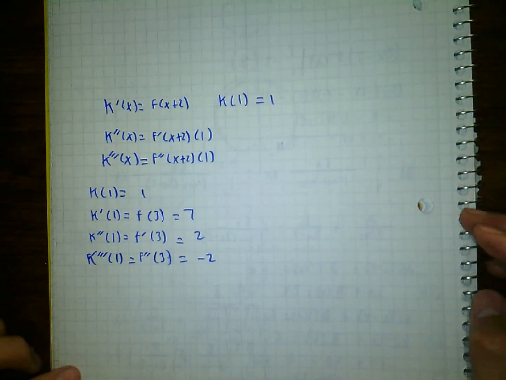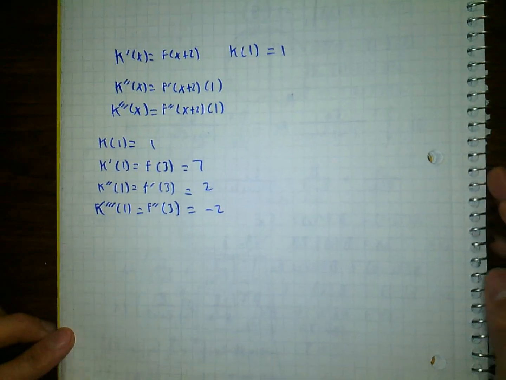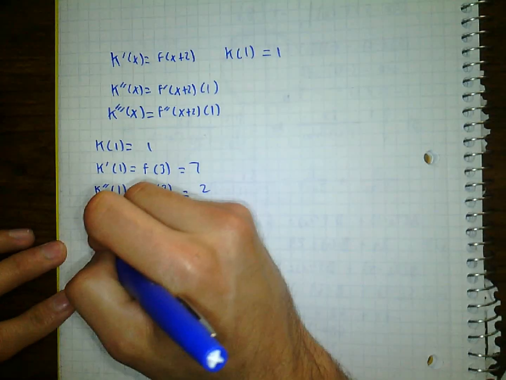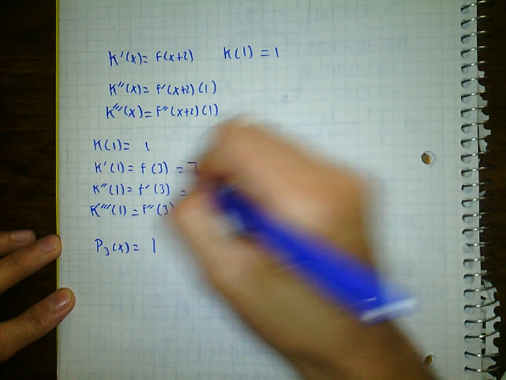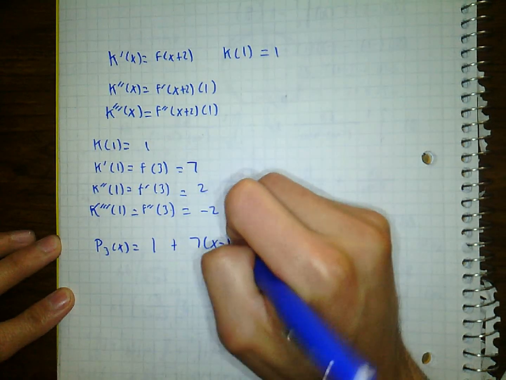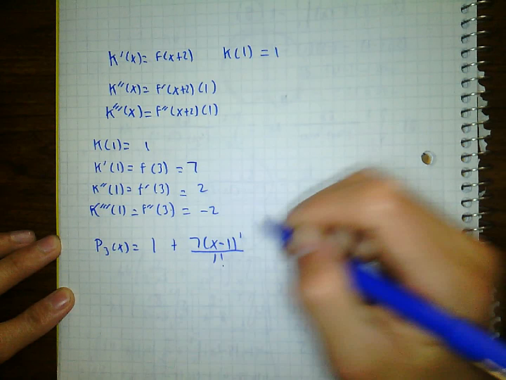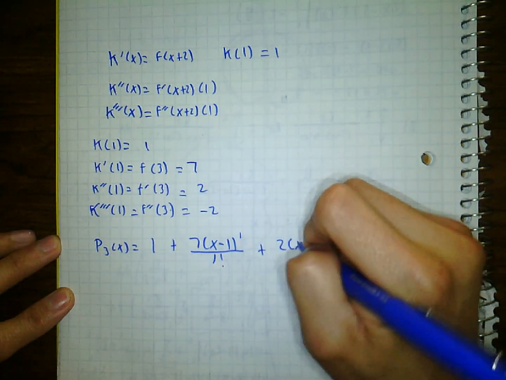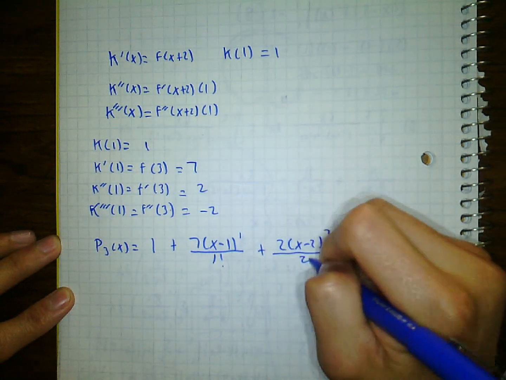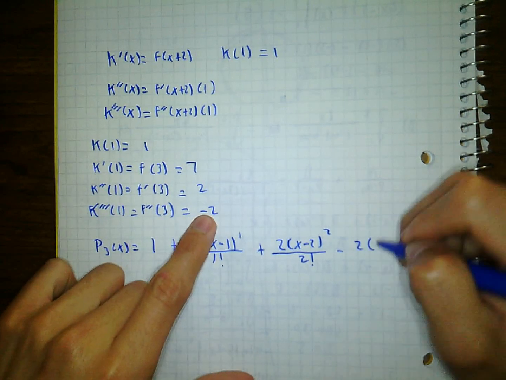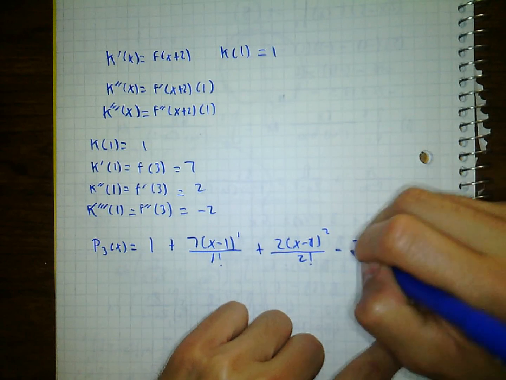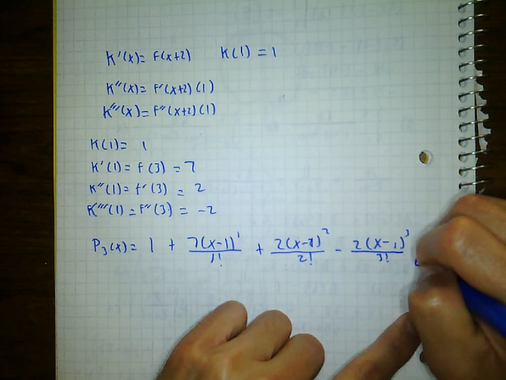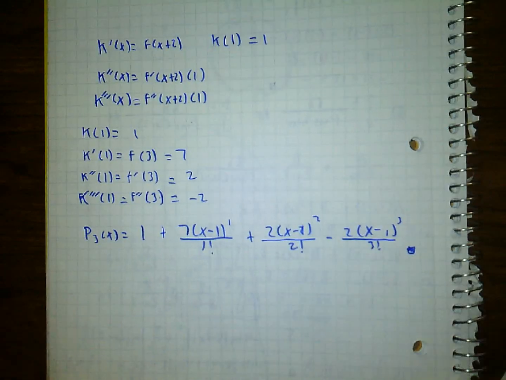And we're ready. As long as you remember your formula for Taylor polynomials, you should be good. So in this case, the third degree Taylor polynomial centered at 1 is going to be 1 plus 7 (x minus 1) to the first power over 1 factorial plus 2 (x minus 1) to the second power over 2 factorial minus 2 (x minus 1) to the third power over 3 factorial. You should be okay with leaving the answer like that.